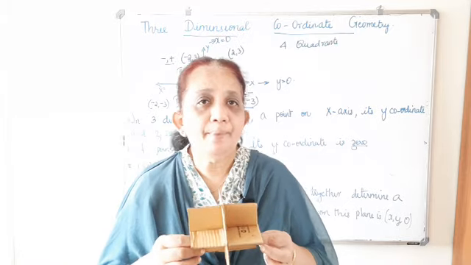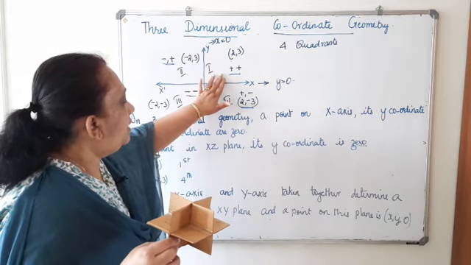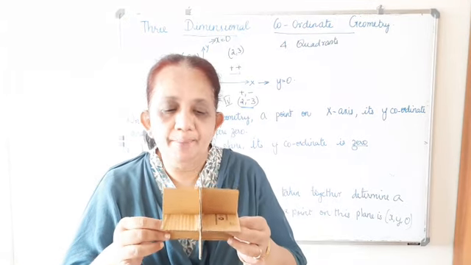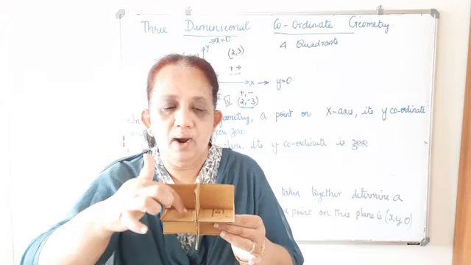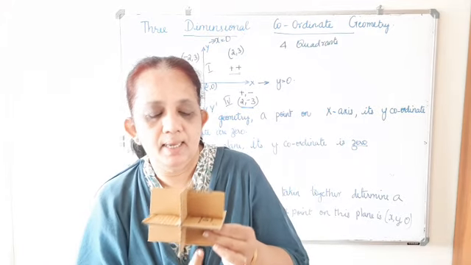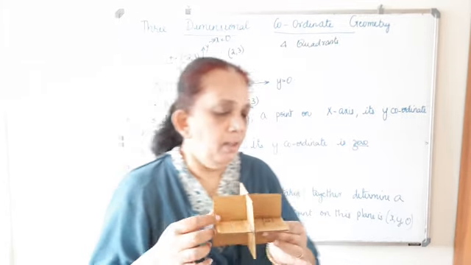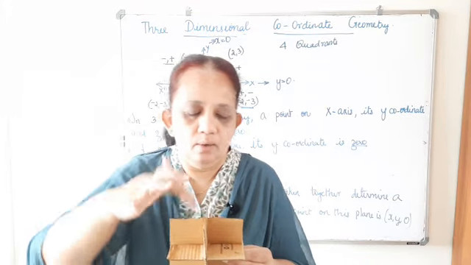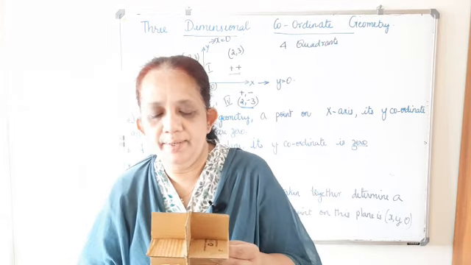That is, in two-dimensional geometry, the two lines, the x-axis and the y-axis, divide the plane of the board into 4 quadrants. In such a manner, in three-dimensional geometry, the three planes divide the space into 8 octants. 1, 2, 3, 4, 5, 6, 7, 8. It divides the space into 8 octants. Now, in the first octant, here we have OX, OX dash, OY, OY dash, OZ, OZ dash.